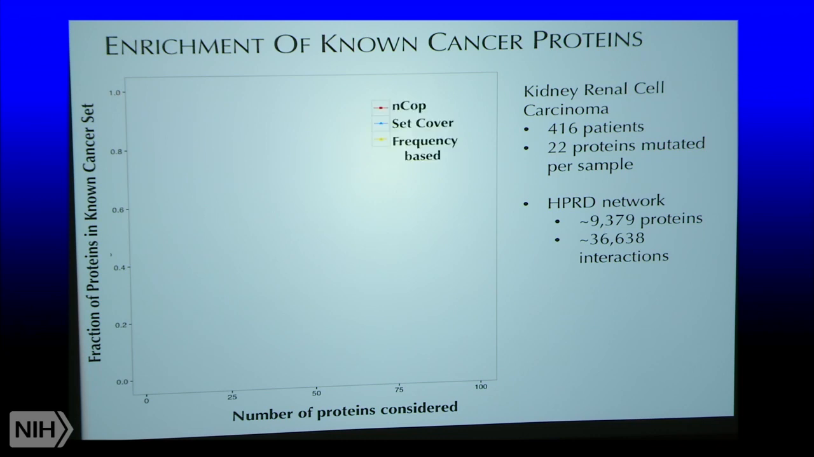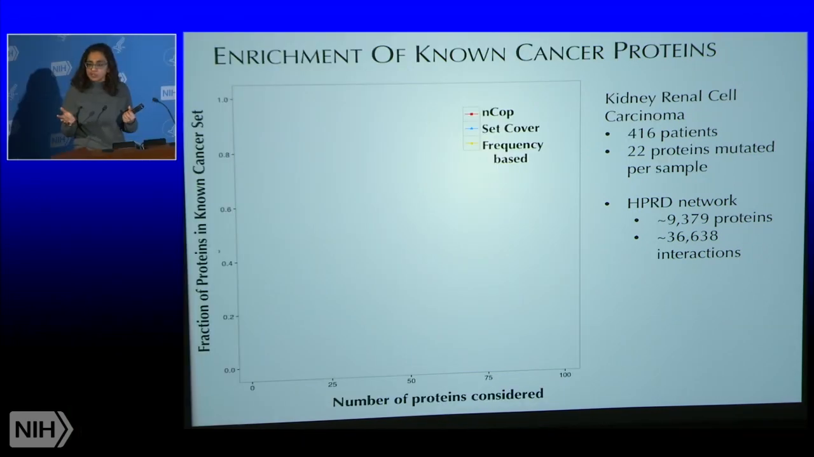So we want to compare our method to other methods. Our method, again, was NCOP. We want to compare it to a version of itself that uses no network information at all. All it asks is, do I cover the patients? Okay, so we call that set cover. And we want to compare it to just a frequency-based method, so ignoring anything about the network, but just looking at the frequency of mutation.